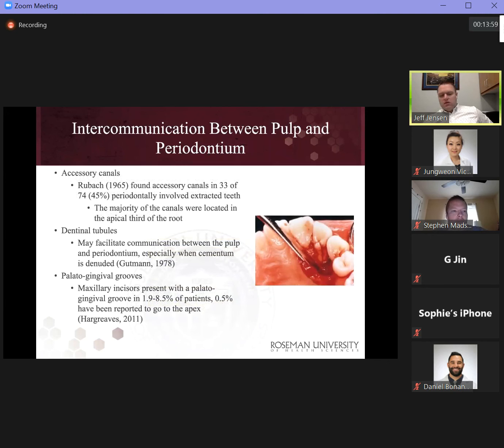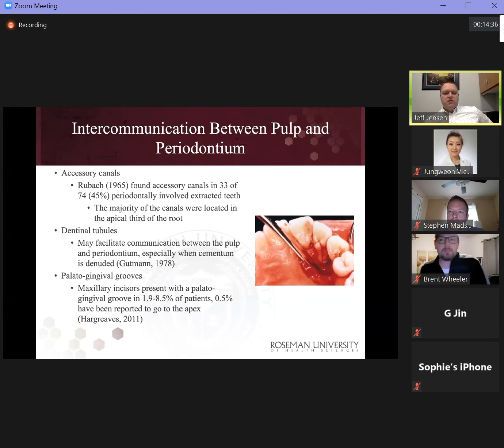A couple others, we'll kind of run through some of these. So accessory canals. Accessory canals are canals that exit the tooth not in the apical foramen. They can be common. This study by Rubach found that 33 of 74 periodontally extracted teeth had accessory canals. Most of these canals, if you find them, are going to be at the apical third of the root. So typically it's going to be pretty low on the root, which means you're going to have some pretty serious periodontal involvement if that's going to affect that.